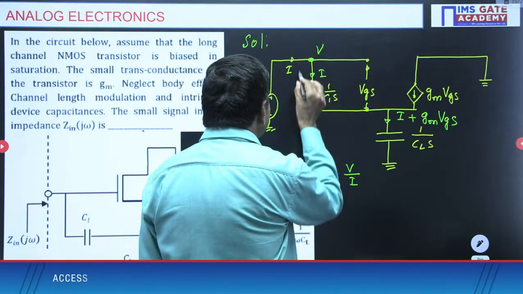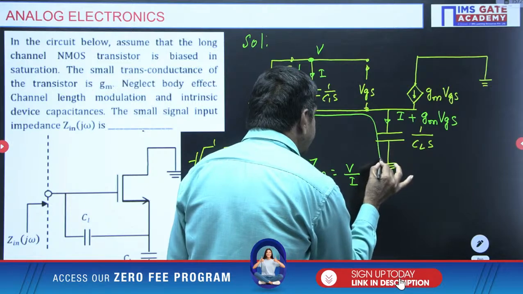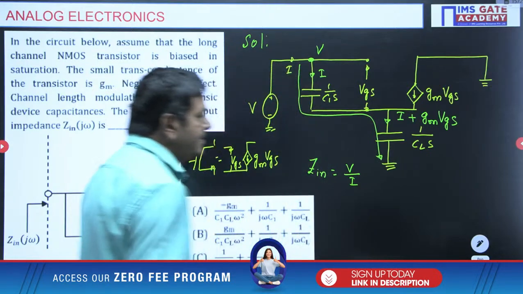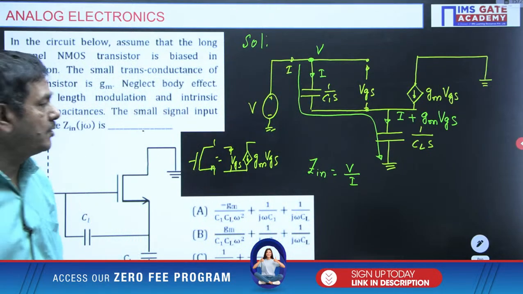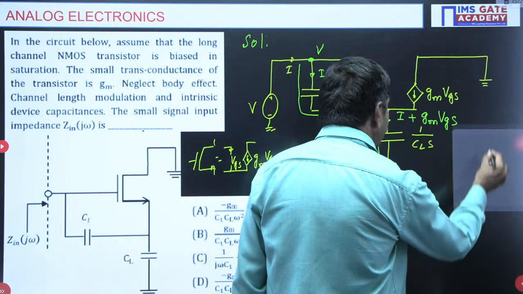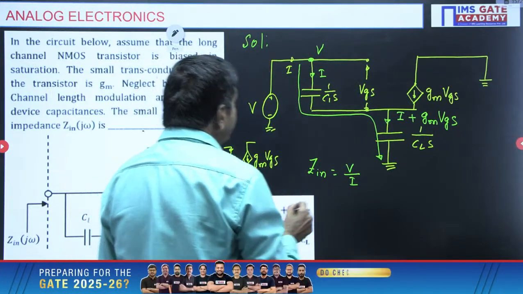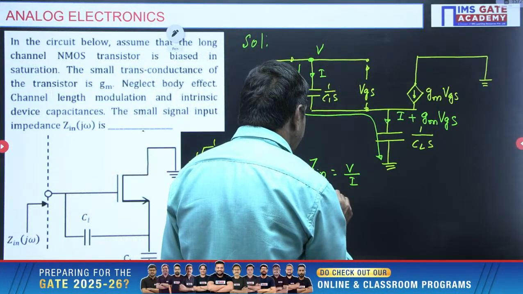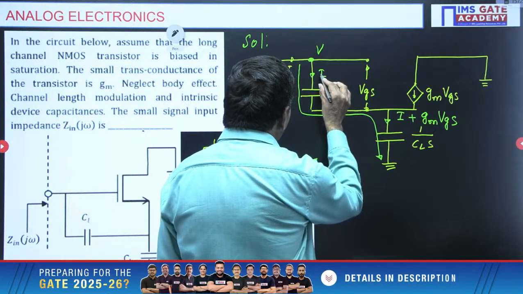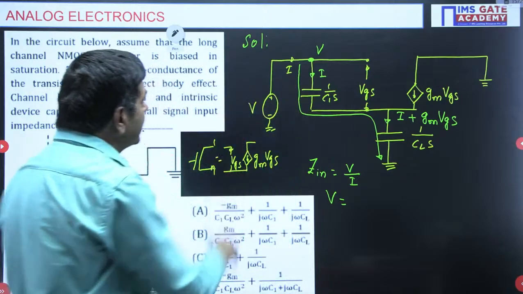So I will apply the nodal analysis, just a KVL, here now. Just apply the KVL to get that ratio. If I apply the KVL here, V equal to I can write current into what value possible now? XC, current into what now?